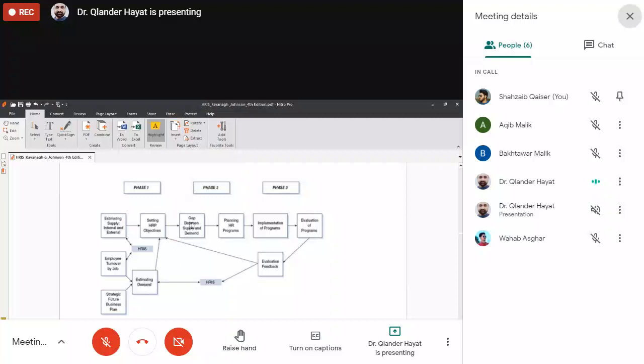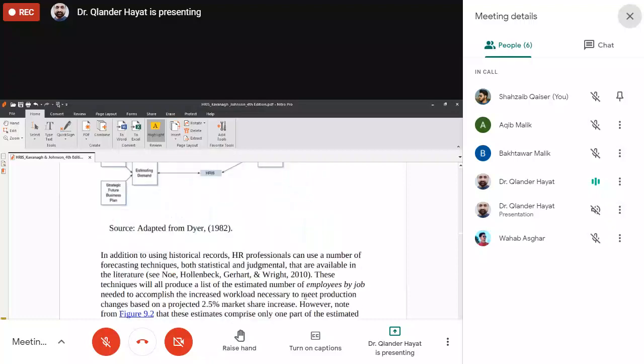Okay, when you have identified the gap, then you are going to plan human resource programs, and then you have to implement those programs, and after that you have to evaluate those programs, and after the evaluation you have to give feedback towards human resource objectives or human resource demands. So these are the human resource planning process phases, and these are three phases, and every phase has certain other processes. If we are discussing phase number one, this phase has these five processes, and if you want to see the details of these processes, the detail is given below.